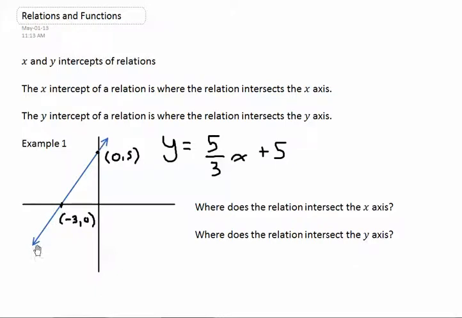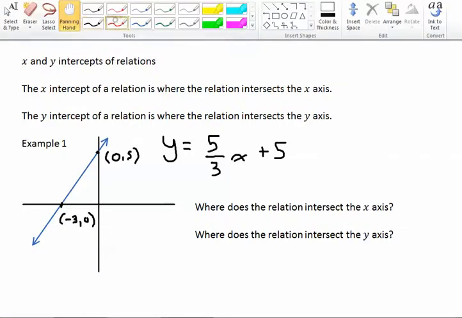Now is this a function, first of all? Is this a function or just a relation? Okay, it's a function. It passes our vertical line test. Is this continuous or discrete? Continuous. So now, where does this cross the x-axis? At -3. So we'd say that it's x-intercept.